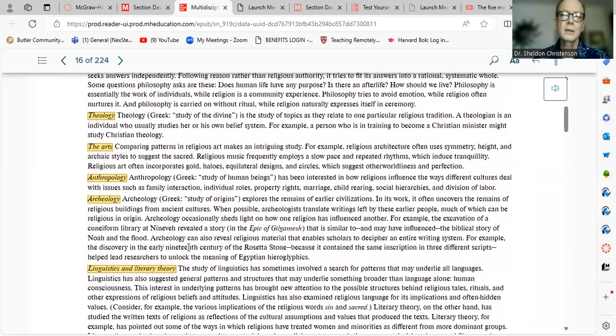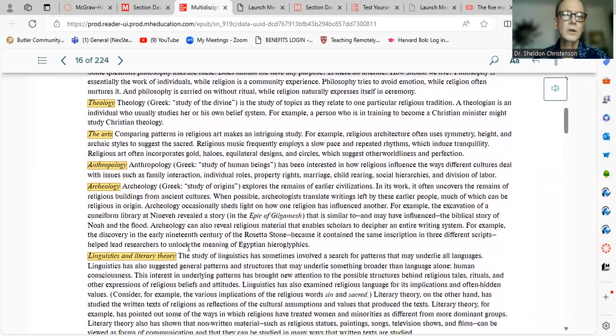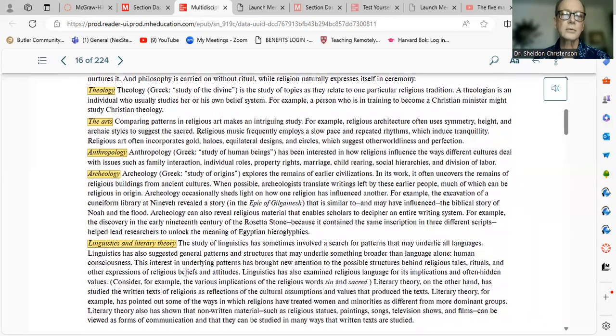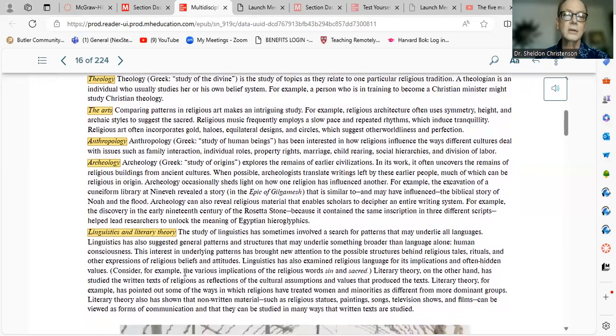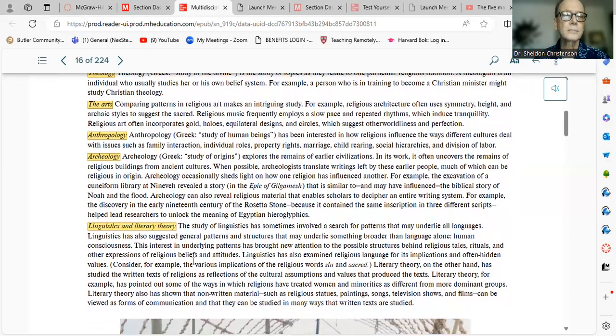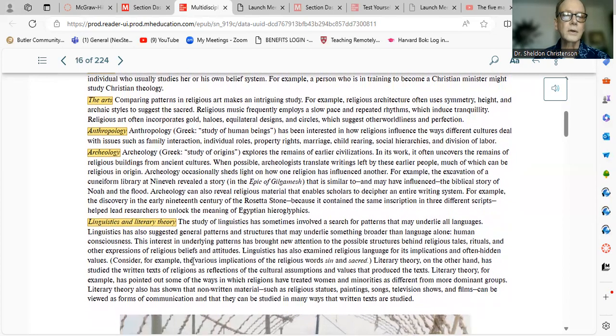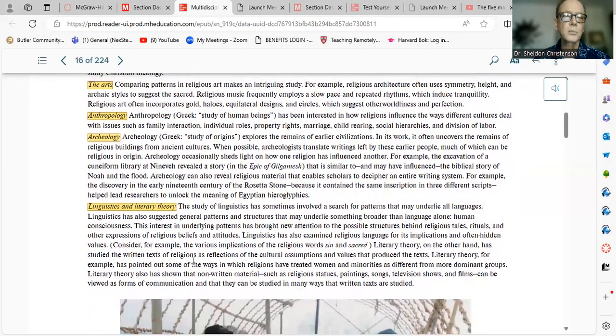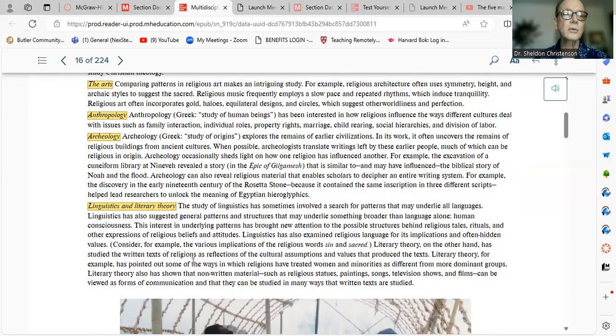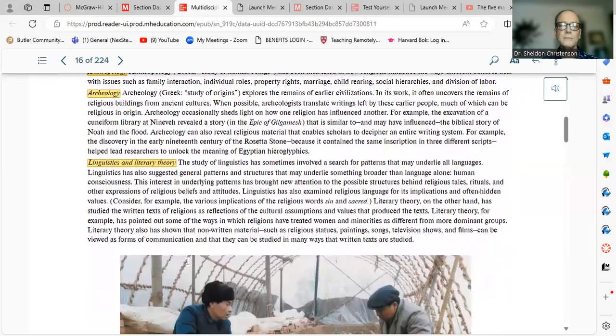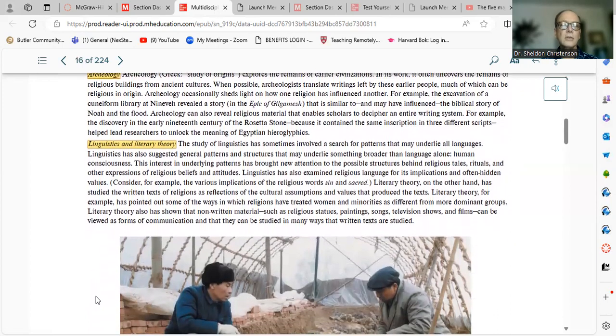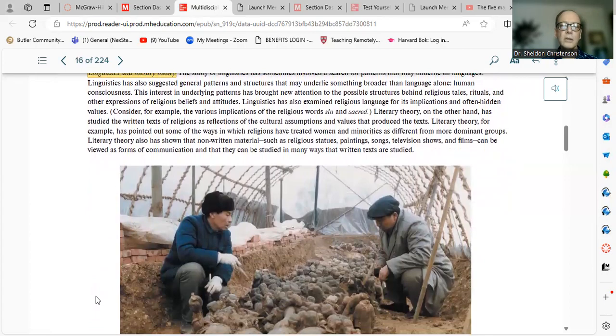Anthropology, looking at cultures and how cultures have changed religions, and what effects religions had on culture. Archaeology, archaeological digs, that sort of thing, that pull up the real places where stories in sacred texts have taken place. In linguistic and literary theory, often when you study religions, you'll look at their sacred texts in the form of literary theory.